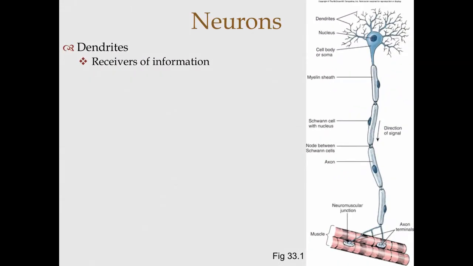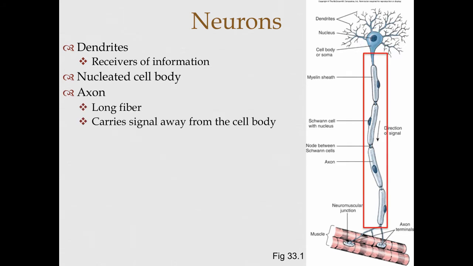So let's break down a neuron into its component parts. First, we have the dendrites, which receive information from either a sense organ or a neighboring neuron. The dendrites are connected to the nucleated cell body, and this is where, as the name implies, the nucleus is located. But then the signal is propagated down the length of the longest part of the neuron, which is called the axon. There's a very long fiber in which we see the propagation of an action potential. This is the electrochemical signal that is running the length of the neuron.